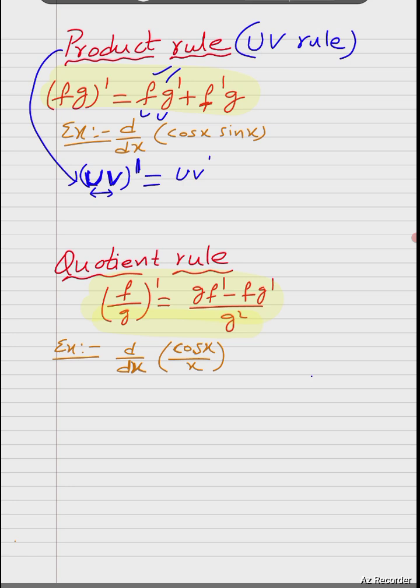u v dash plus v u dash. What does it mean? You have to keep the first function as constant and take the derivative of the next function, and then keep the next function as constant and find the derivative of the first one. Okay, so how to do that you will understand now.